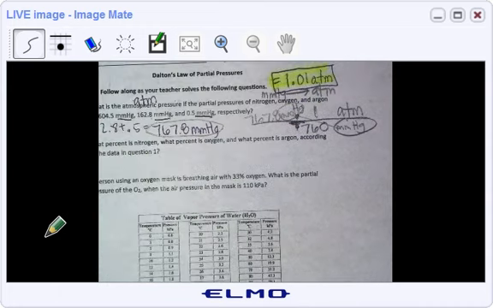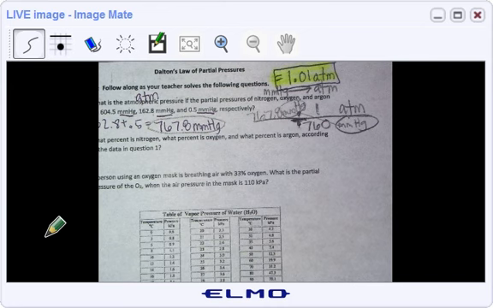Okay, so through this video you should learn how to convert using the T-chart, practice doing those, and then Dalton's formula, which is adding up all the partial pressures in order to get the total pressure.